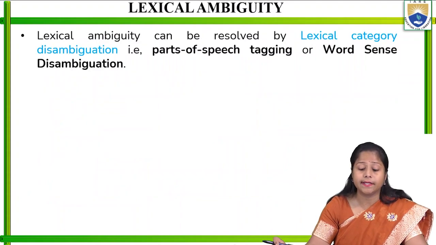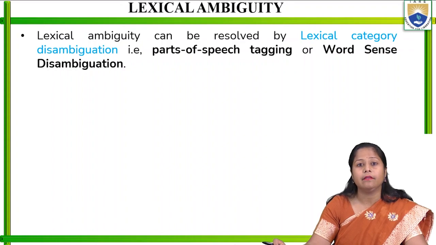Also, lexical ambiguity can be resolved by lexical category disambiguation, that is nothing but part of speech tagging. We can also use word sense disambiguation. This is another type of method that is going to sense the word context as per the sentence.